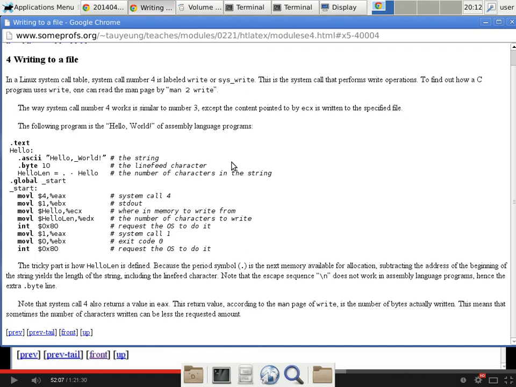Yes. So this is the write operation, and it describes how you do the write operation. With the write operation, EAX has a value of 4 to mean system service number 4. That's it. That's the only change.